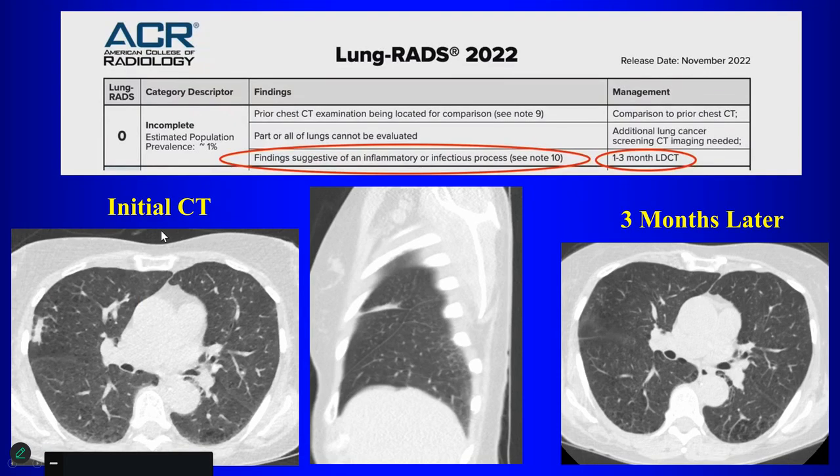Okay? So here's an example of a score of 0. There's this funny looking thing here, and I guess that's in the right upper lobe. Doesn't look like a nodule. It's kind of big. Looks like it might be atelectasis or something inflammatory. So I think let's bring the patient back and see what happens. We bring the patient back 3 months later, it goes away. So that's a Lung-RADS 0. Now their score here, if they have no other nodules, that's going to be a Lung-RADS 1.